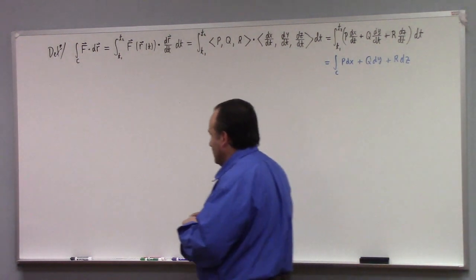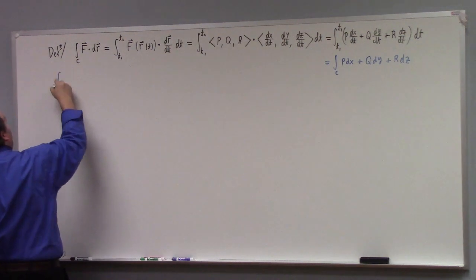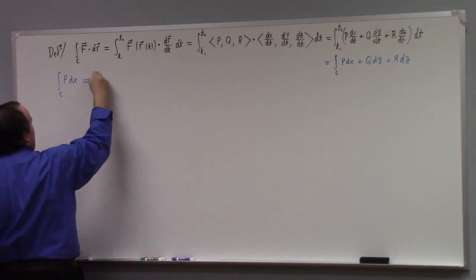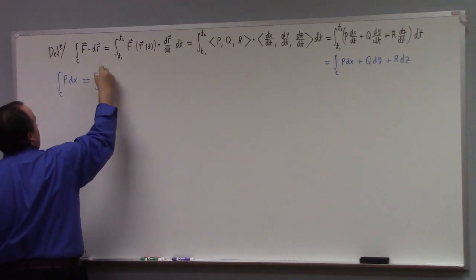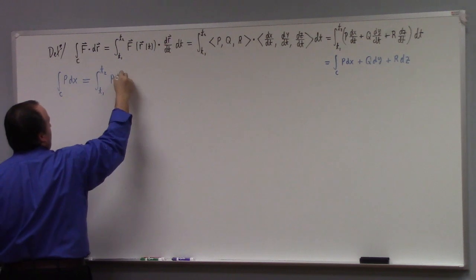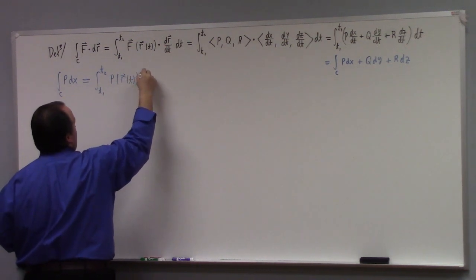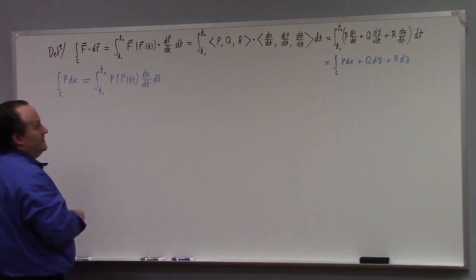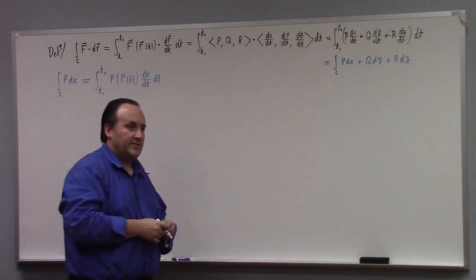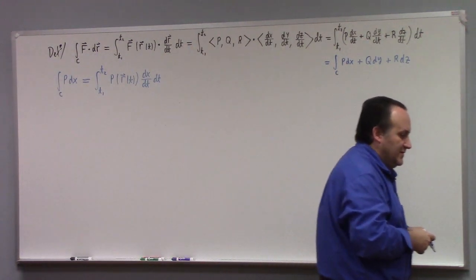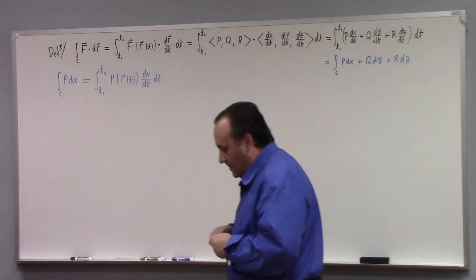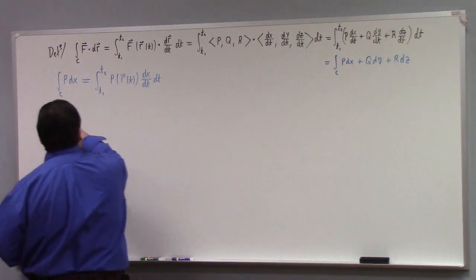Like, for instance, if I say integral of P dx over the curve, what does that mean? Explicitly, that means the integral from t1 to t2 of P of r of t, times dx dt, integrated over dt, all right? That's what I mean by integral of P dx over C: you choose a parameterization, you evaluate the function at the path, you multiply by the derivative in the x direction, and you integrate over t.